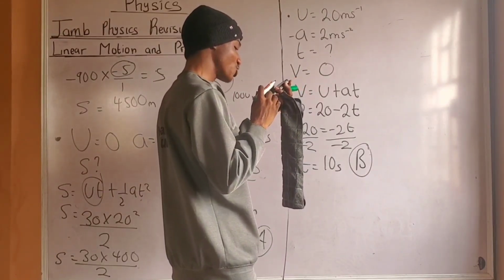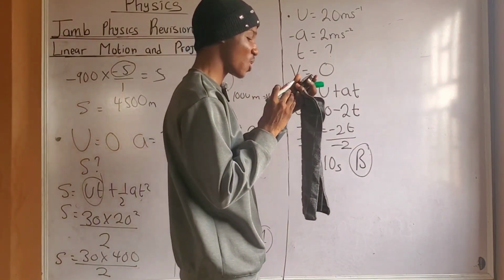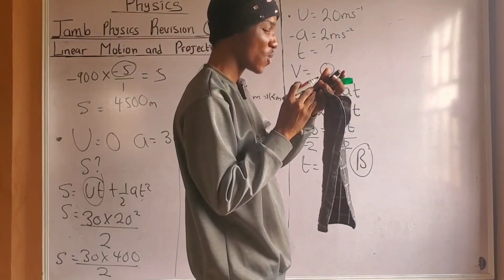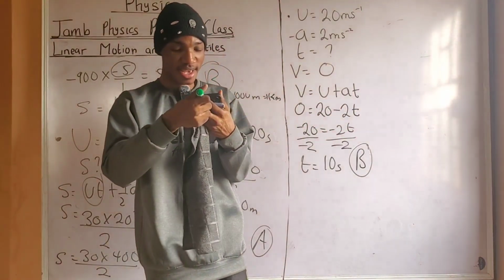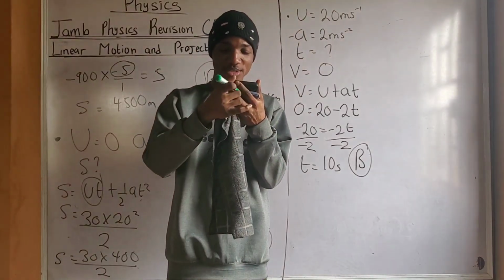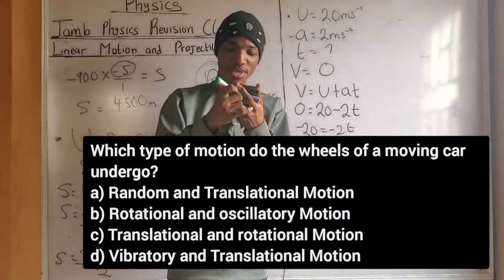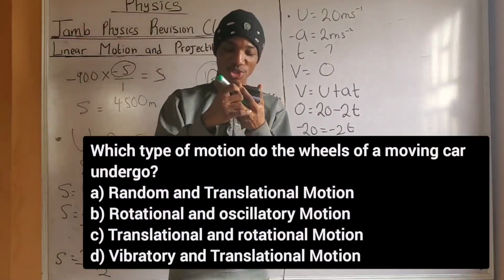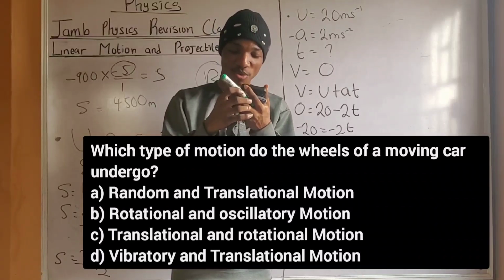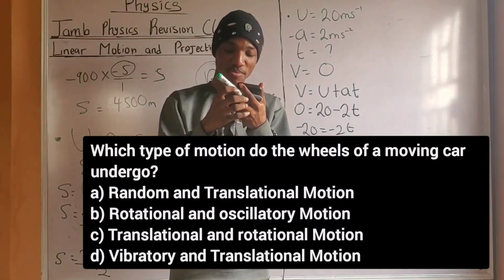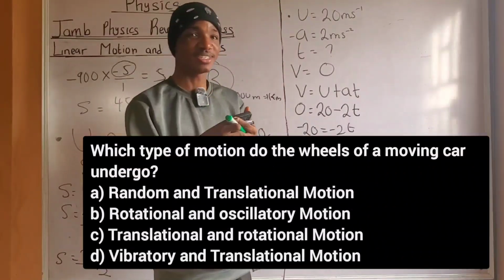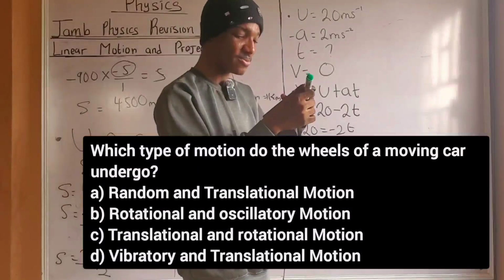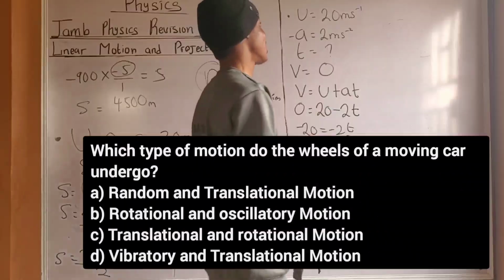Which type of motion do the wheels of a moving car undergo? I'm very sure you've seen wheel of a moving car before, okay? A, random and translational motion. B, rotational motion and oscillatory motion. C, translational motion and rotational motion. D, vibratory and translational motion. Option D is disqualified. There is nothing like vibratory, but maybe oscillatory.